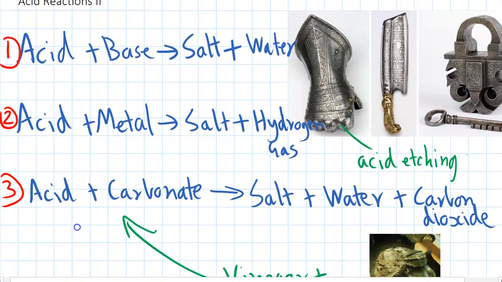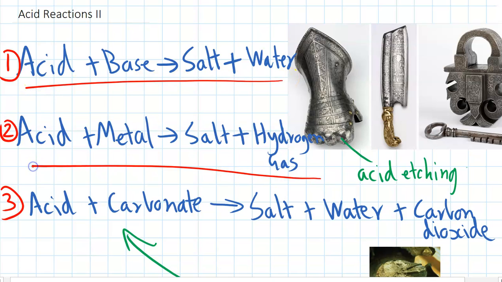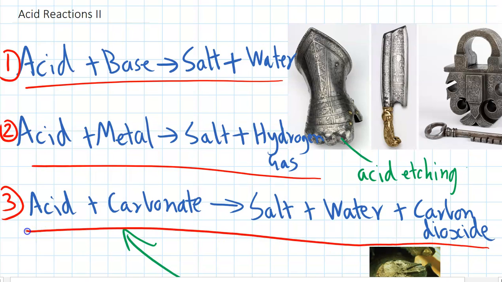trend. Okay, so we need to memorize all these common reactants and products that happen in each of these three equations, because they'll happen every time. So if you know what type of reaction you're doing, you can predict exactly which products you're going to get.